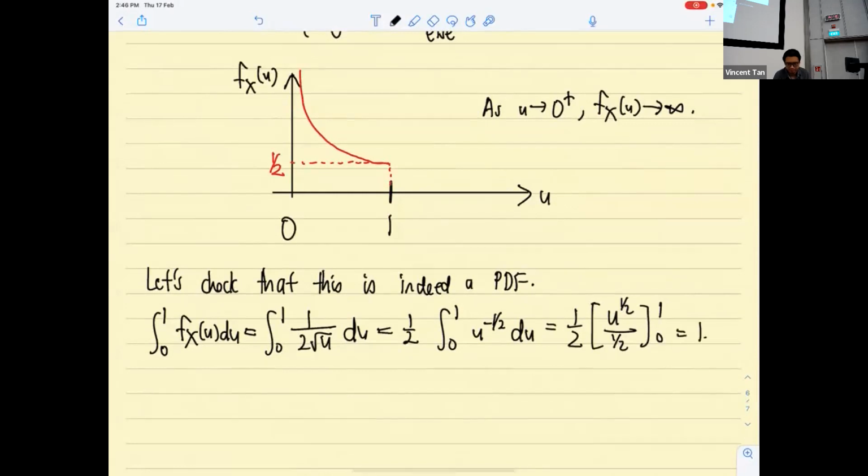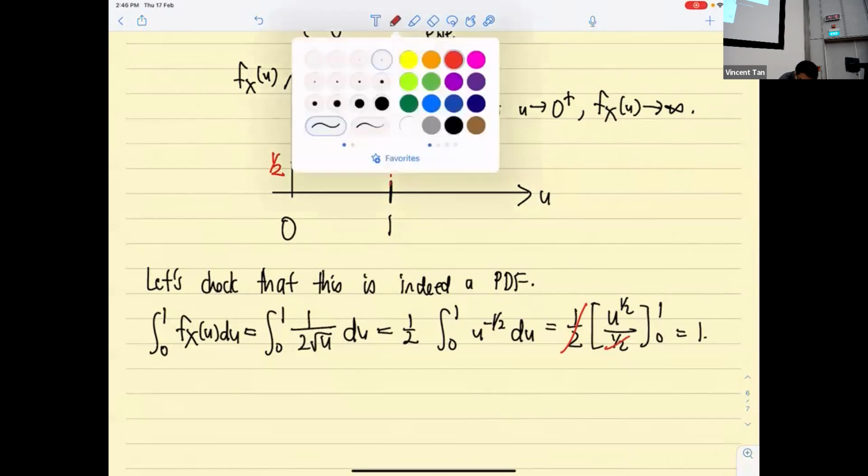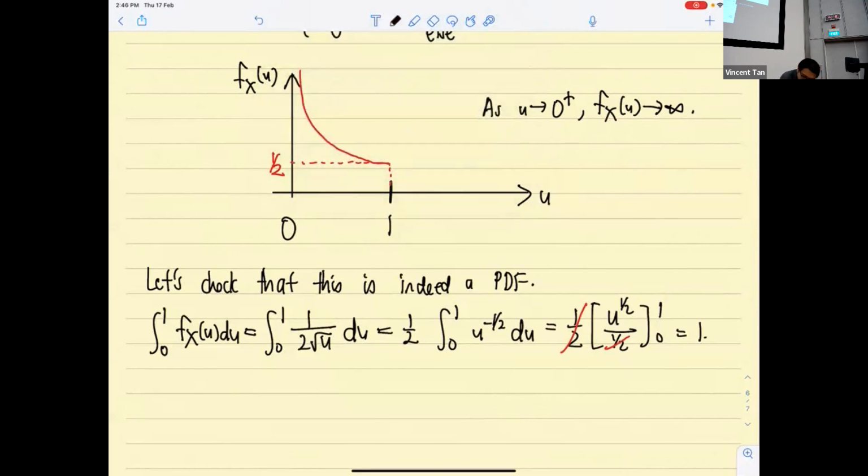Okay, this one. Hopefully you know how to integrate this. This cancels with this one here, and then you take 1 minus 0. I hope I'm not going too fast, but this is some integration. I'm not very good at integration. So the fact is that the area under the graph here, even though it shoots up, is finite.